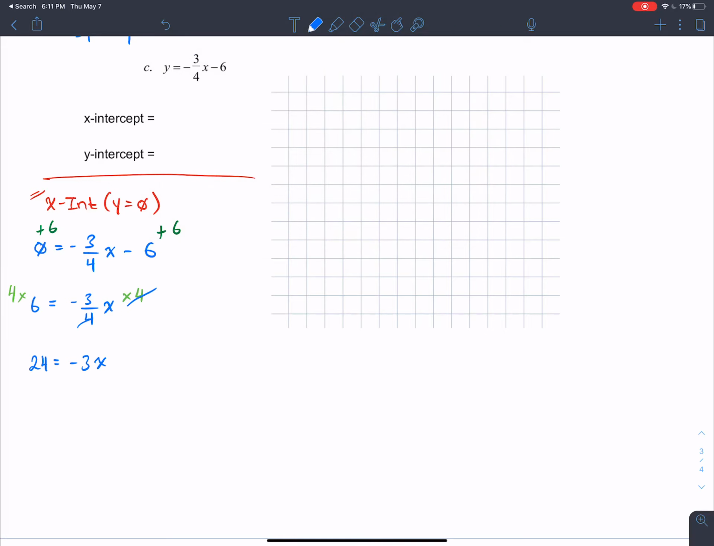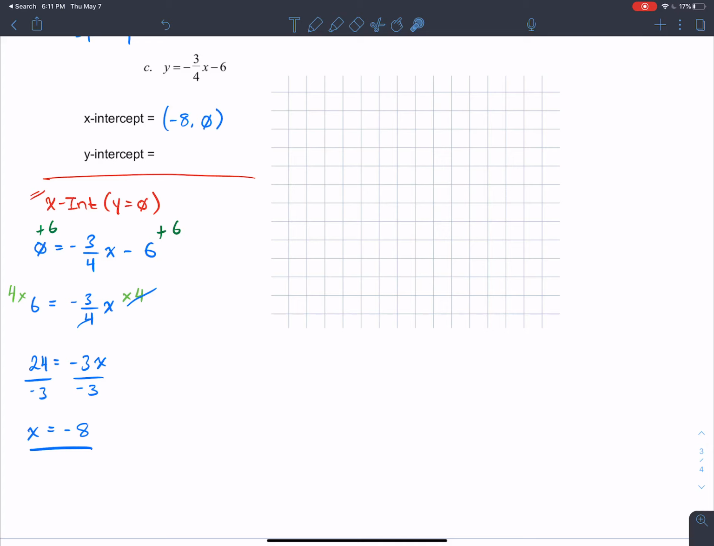So these are gone, right? And now we just need to get rid of that -3. Well, right now it's being multiplied to the x, so how about we divide by it? We get x equals, what's this? 24 divided by negative 3 is negative 8, right? So there's our x-intercept.